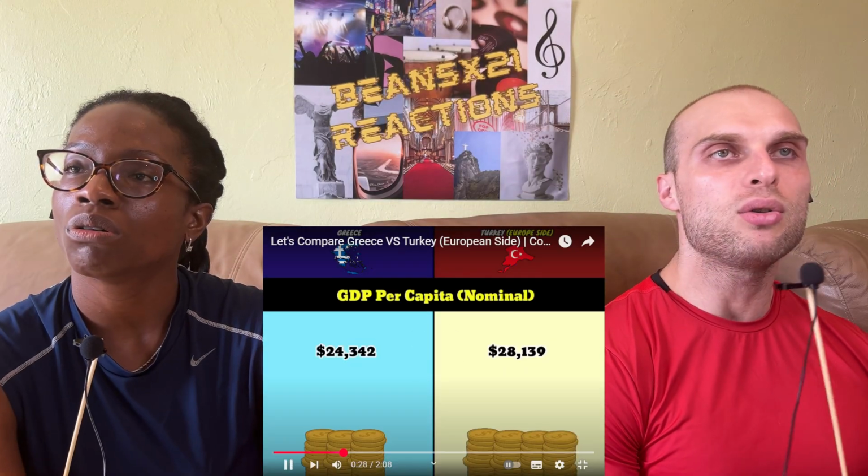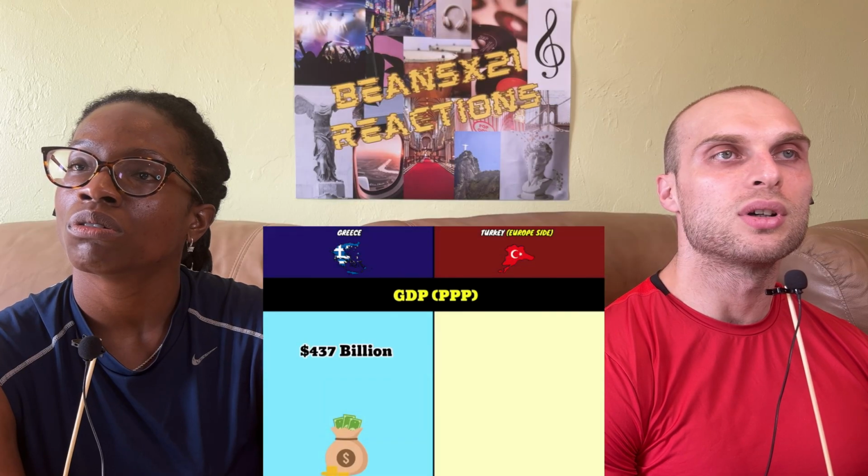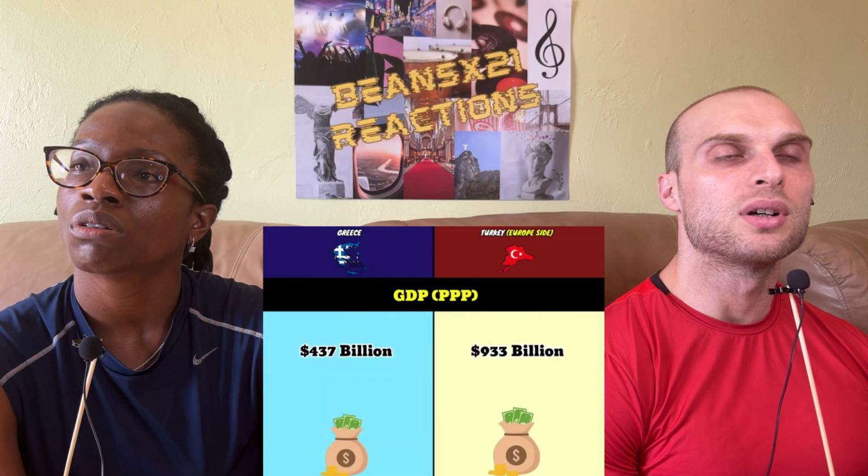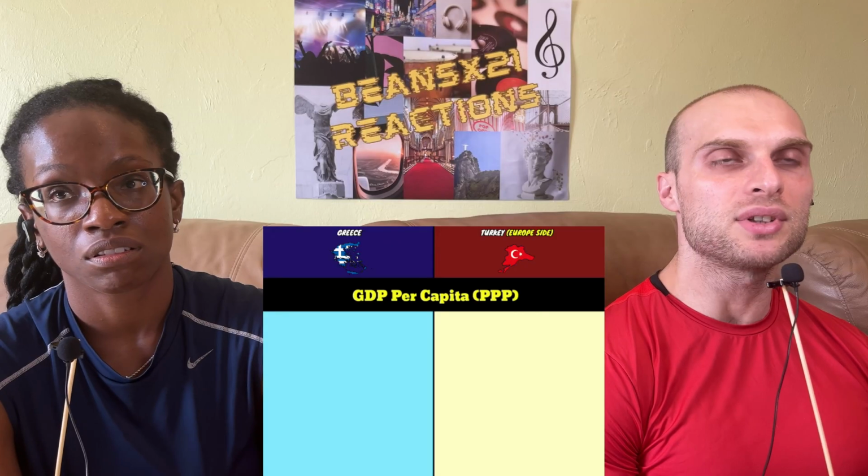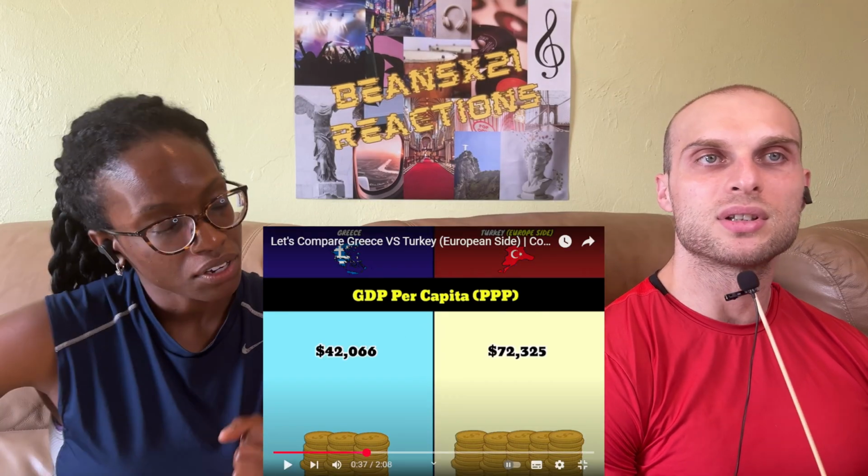GDP for PPP: $437 billion, $933 billion. That's a big GDP difference. That's a big difference per capita for PPP: $42,066, that's $72,300. So almost double. Now I'm curious about the other side of Turkey.